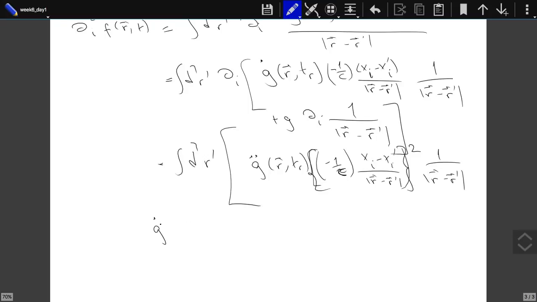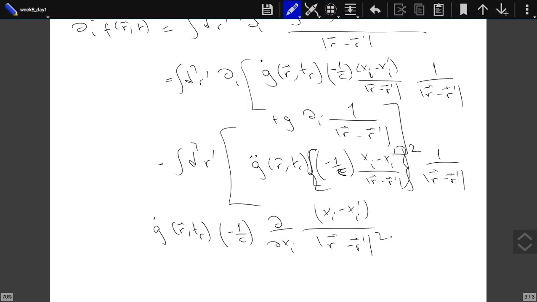Now I have g dot at r prime, tr times minus 1 over c del over del xi of xi minus x prime i over the magnitude of r minus r prime, squared. Now what I'm doing is I first took the derivative of g dot, multiplied by the remaining. Then I have g dot multiplied by the derivative with respect to xi of the remaining terms. And so that is the first one. Now I have the second expression over there.